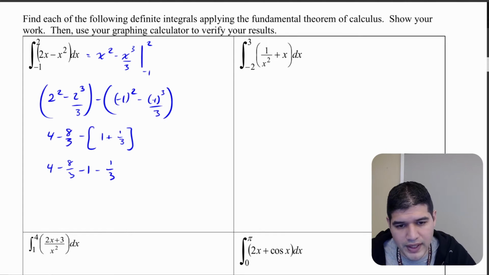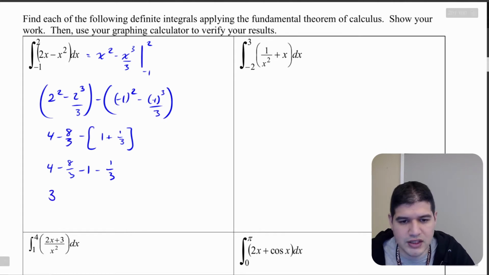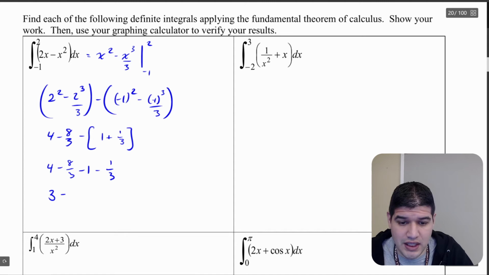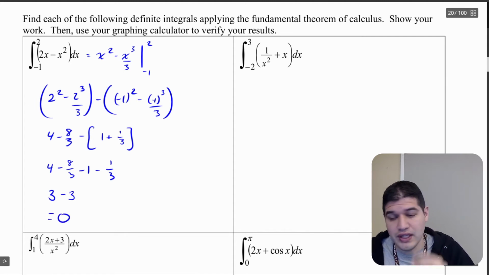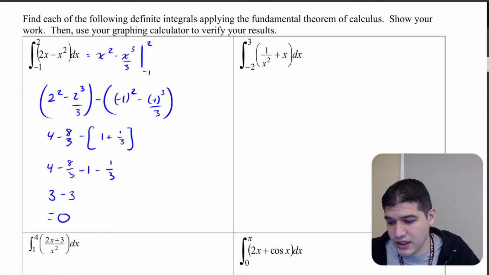All right, so 4 minus 1, that's going to get me 3, and -8/3 minus 1/3. So -8 minus 1 is -9. So I get -9 over 3, which gets me -3. So 3 minus 3 is going to get me 0. So this result comes out to be 0. And like I said, I'm going to show you how to actually find that on your calculator.